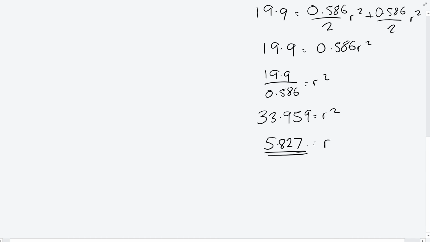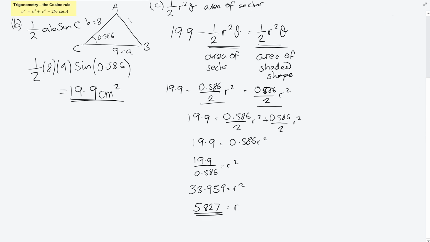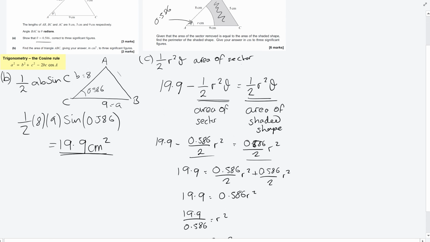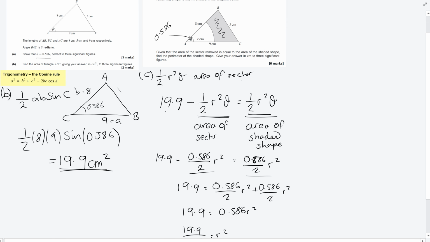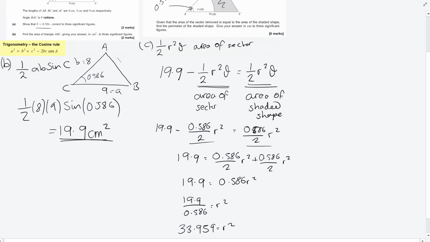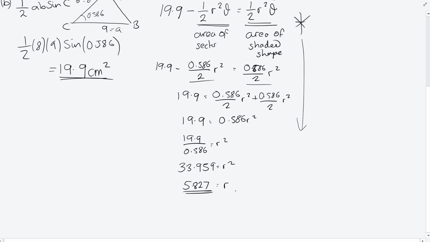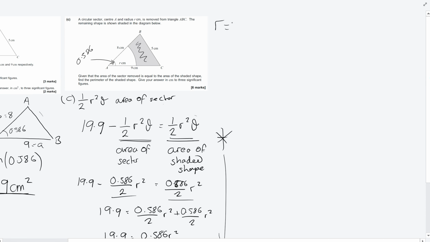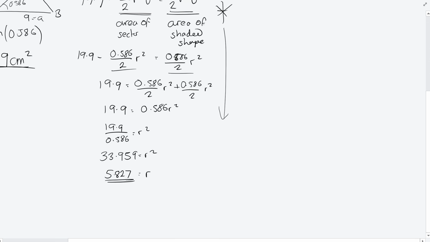So R is 5.827. What we've done is read the question through. Let's zoom out a bit so we can see everything we've done. We said that the area of the shaded section, the bit that we wanted, was the area of the whole triangle take away the area of the sector, and it just so happened that the area of the sector and the area of the shaded shape are equal. We then worked that through, substituting in theta, and rearranging to find R. So coming back up, we've just got that R is equal to 5.827.